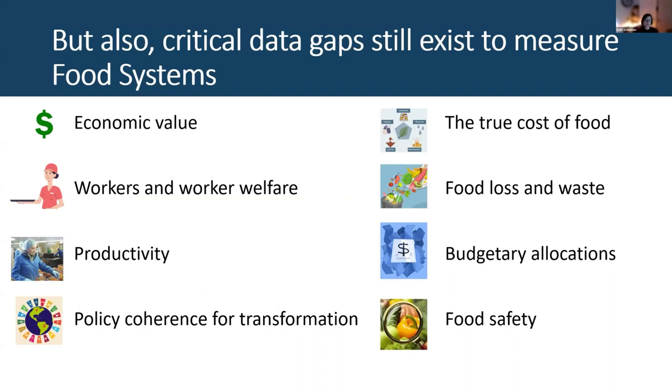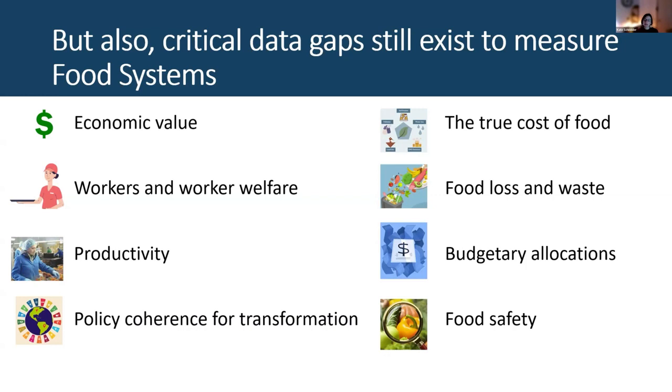On the left here, you see 4 gaps that I've put, personally, in my opinion, into a bucket of slightly easier to fill. So things like, what's the economic value of food systems? What is the welfare of people who work in food systems, especially outside of agriculture, but in other parts of the value chains? The productivity of the non-agricultural parts of agri-food systems, and how can we think about what policy coherence looks like for food systems transformation?